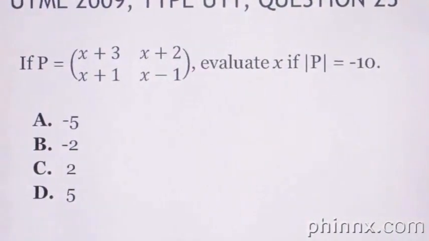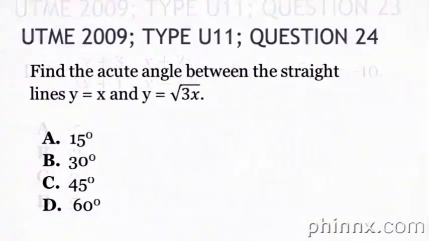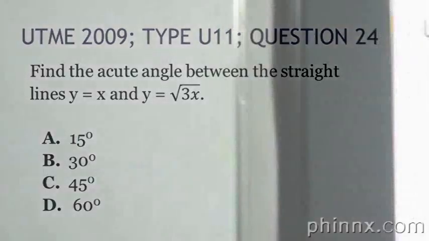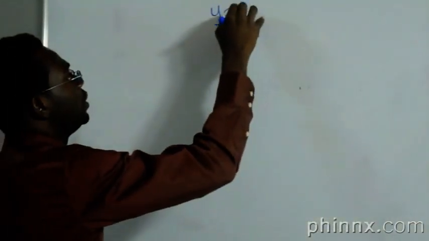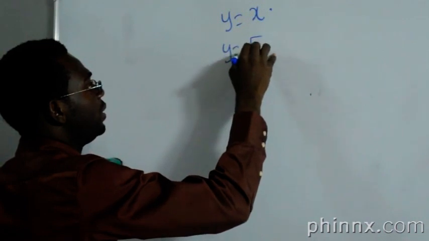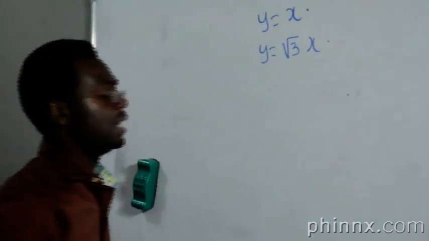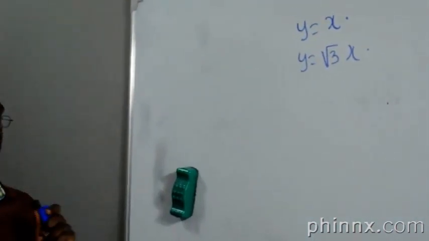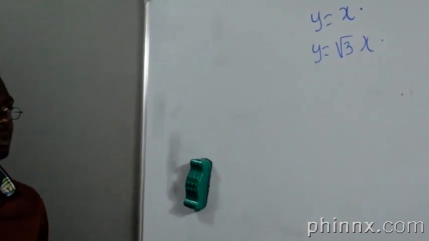x is equal to 5. Then the next question says, find the acute angle between the straight lines y equals x and y equals root 3x. So we have y is equal to x and y is equal to the square root of 3x.